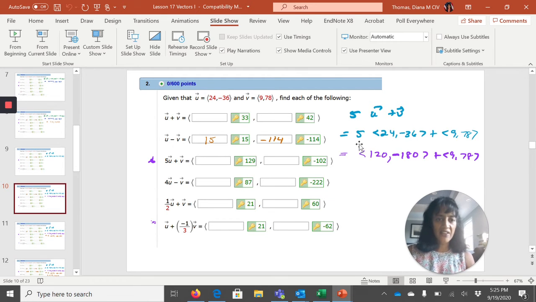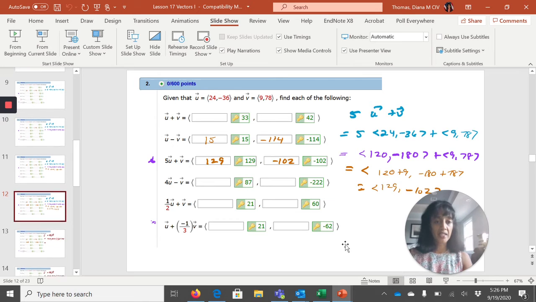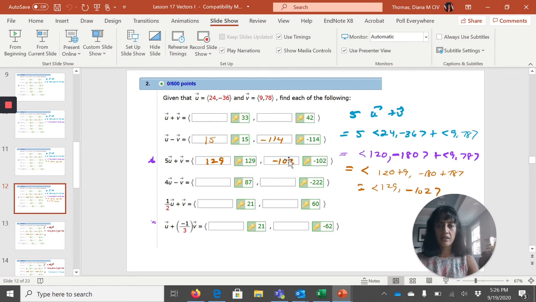How do I do this? I take the 5 and I multiply it in. And when I multiply the 5 in, I get another vector. So 24 times 5 is 120, and minus 36 times 5 is minus 180. And I left V as is. And then I add like I did the previous one. I just combine component by component. Again, be very careful with the arithmetic. And so I get here 129 and minus 102. And so again, we see that WebAssign is once again correct.